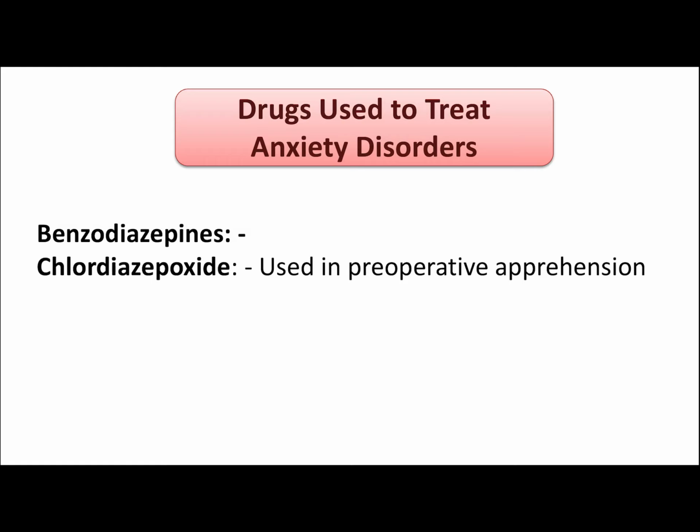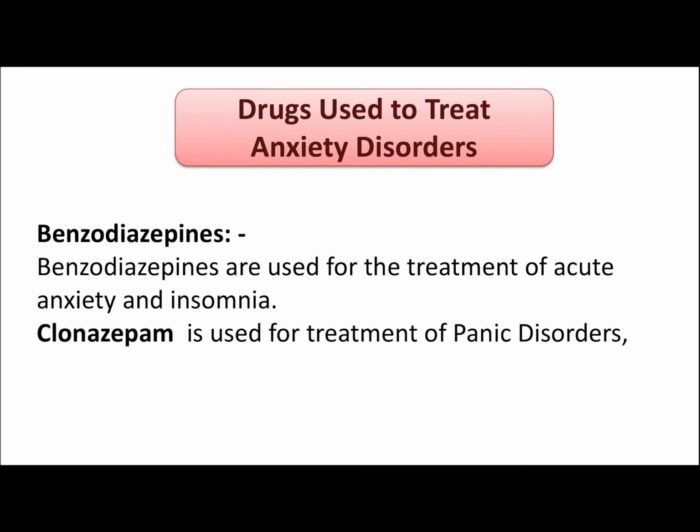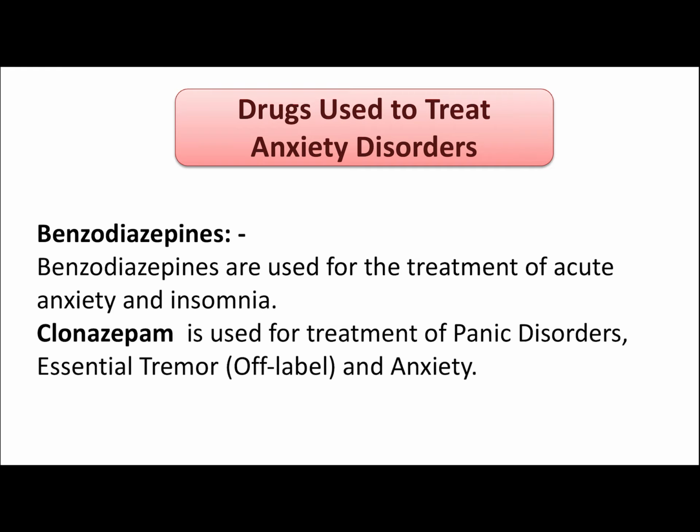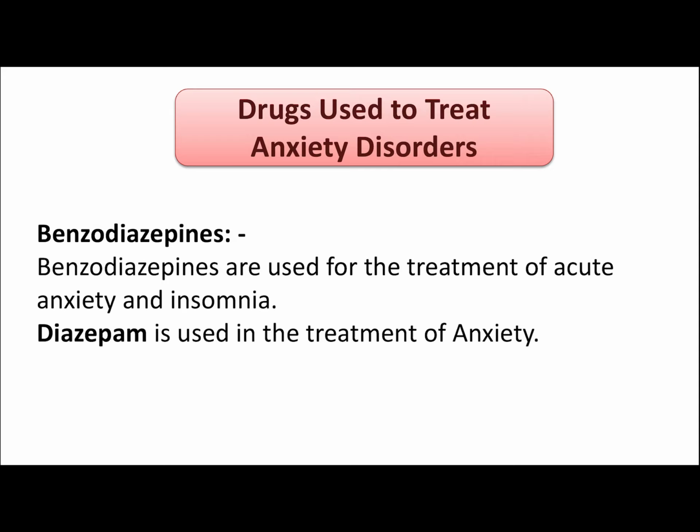Chlordiazepoxide, used in pre-operative apprehension and anxiety, and the anxiety can be mild, moderate or severe, and the dose of chlordiazepoxide depends upon which type of anxiety it is. Is it mild, is it moderate or is it severe? And next benzodiazepine is clonazepam, used for the treatment of panic disorders, essential tremor, off-label, and anxiety. Here we are talking only about anxiety disorders. So clonazepam and other drugs which we are talking about here have other uses also, but here we are talking about only their use in anxiety. And another drug which can be useful is diazepam, used in the treatment of anxiety.